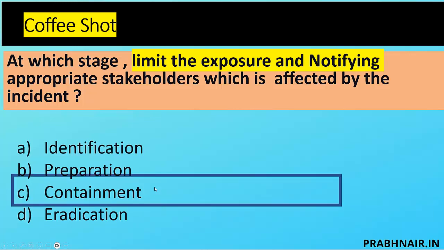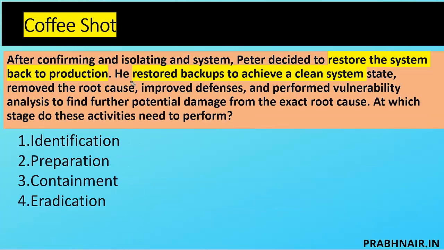Let's move to the next coffee shot. After confirming and isolating a system, Peter has decided to restore the system back to production. He restored backups to achieve a clean system, remove the root cause, improve defense, and perform vulnerability analysis to find further potential damage from the exact root cause. At which stage does this activity need to be performed?